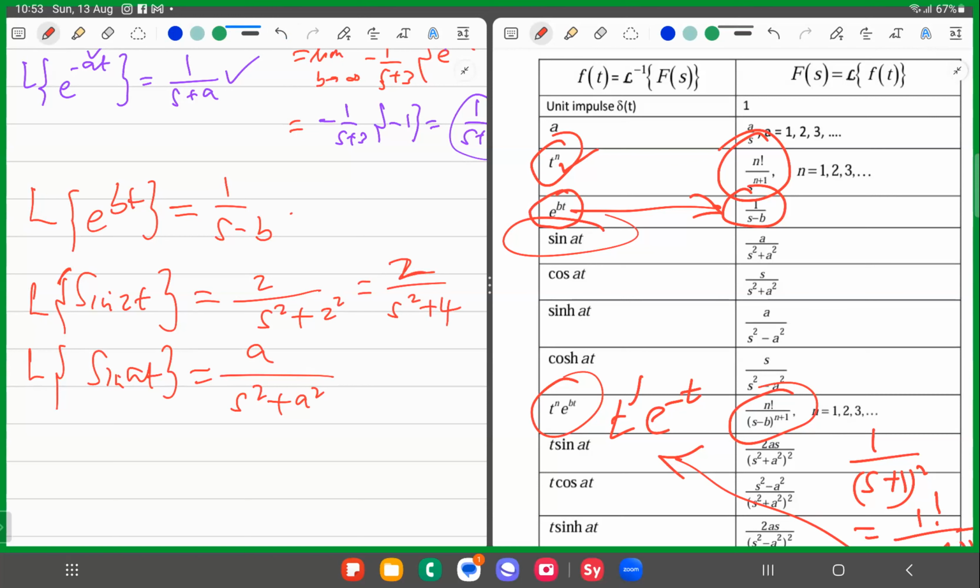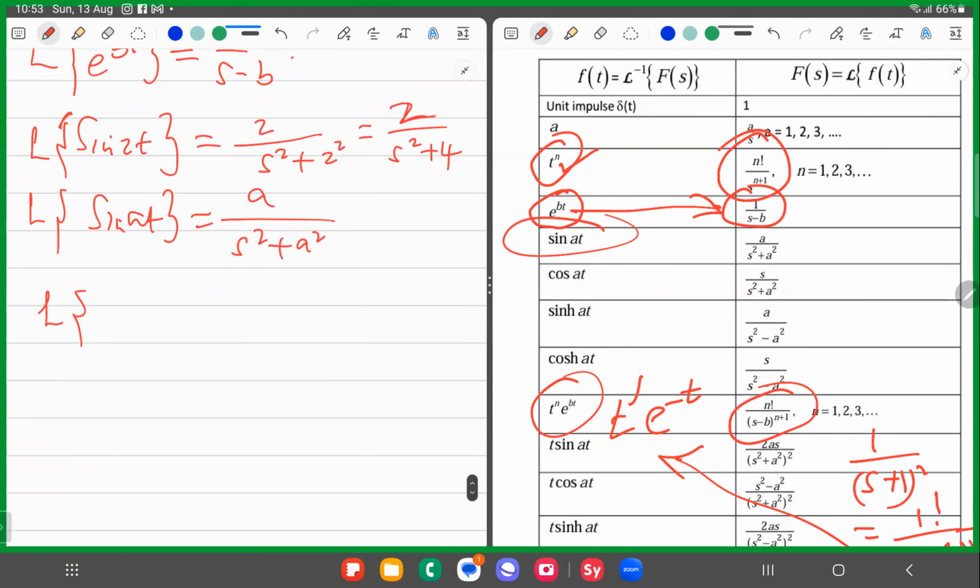What about if they give us, find the Laplace transform of something? Let me just give this exercise here. On purpose, they can give you the Laplace transform of 4e to the power 5t minus 10 sine of 2t. What about if they give us this one?